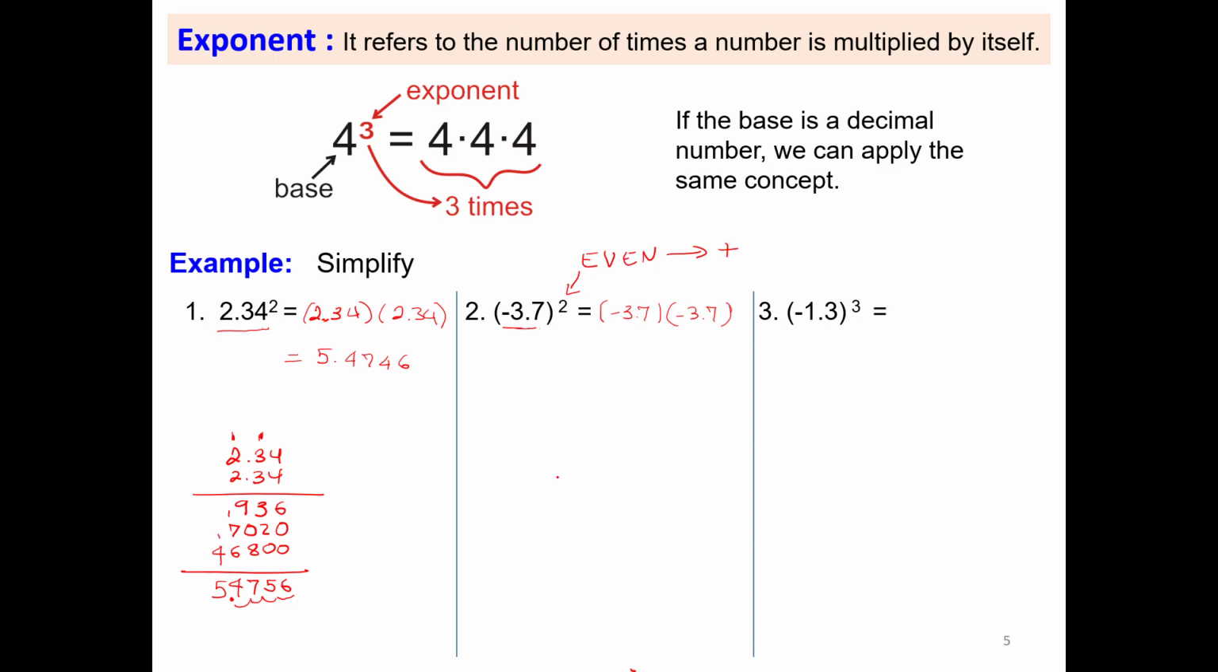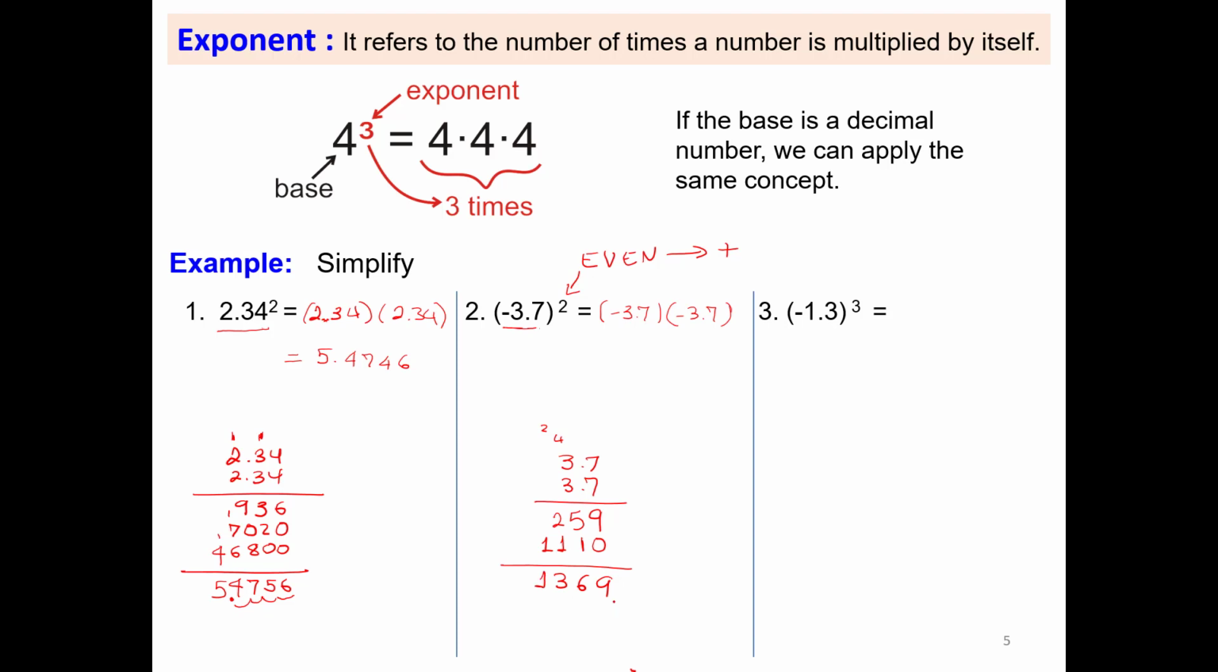Let me go again. 3.7 times 3.7. Then 7 times 7 is 49. 3 times 7 is 21, plus 5 is 25. 3 times 7 is 21. 3 times 3 is 9, plus 2 is 11. Add the numbers. 9, 6, 3, 1.